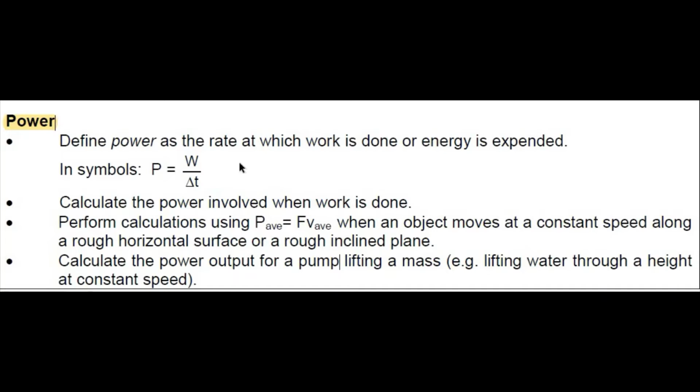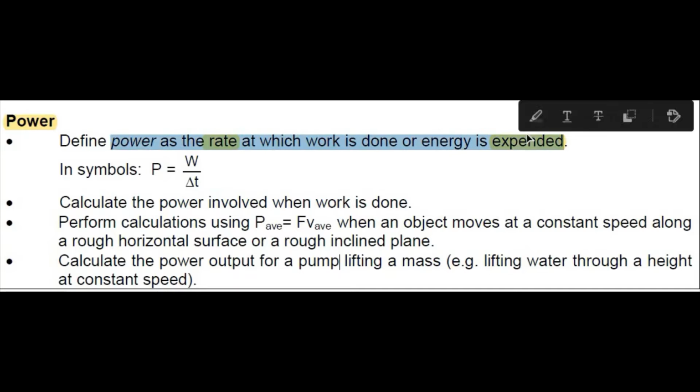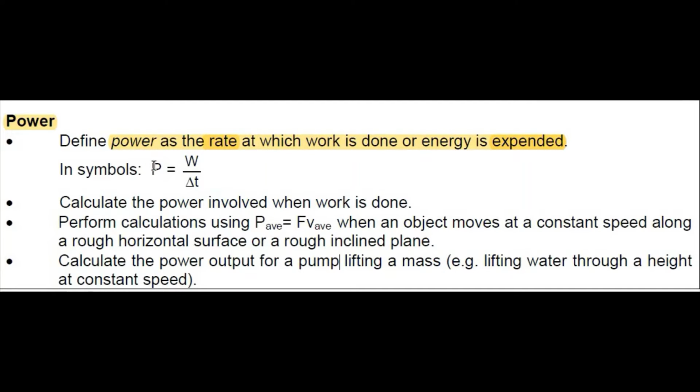So our learning objectives is that at least you should be able to define power as the rate at which work is done or energy is expended. So that is the rate at which energy is transferred. You need to be able to define that and also put it in symbols where you say P equals the work done divided by the change in time. Remember, power is measured in watts, and then work is measured in joules, and then the change in time would then be measured in seconds.